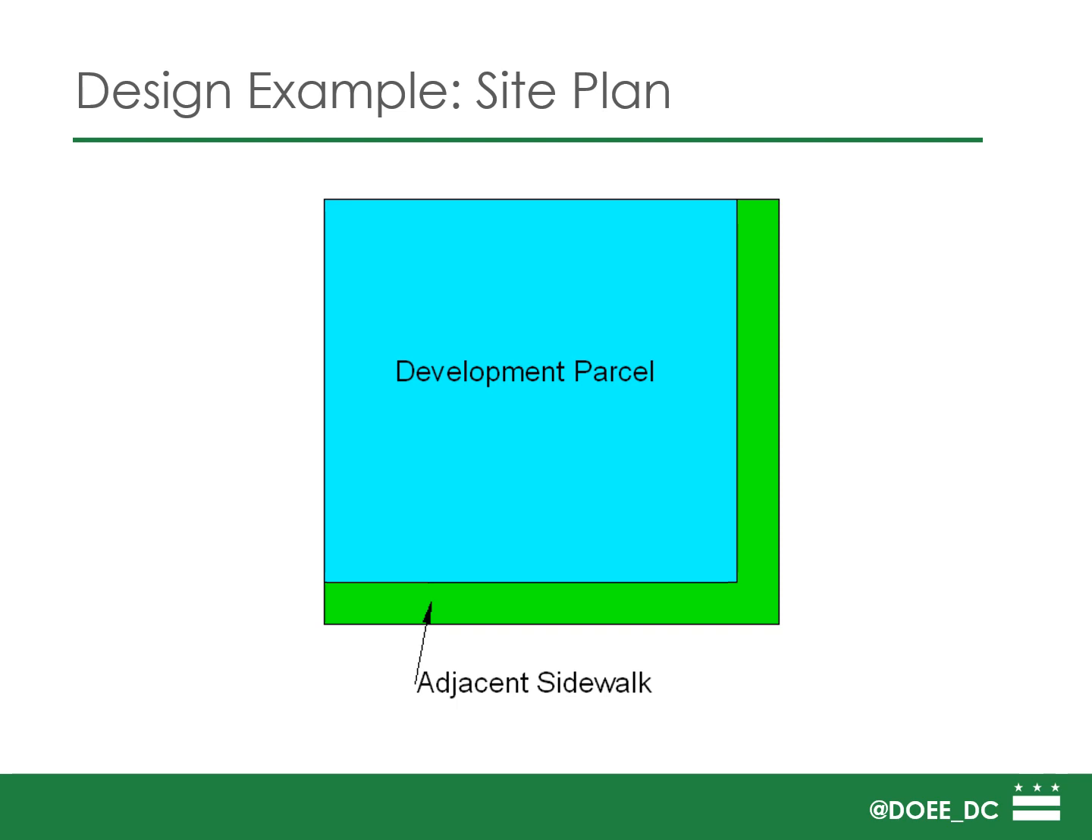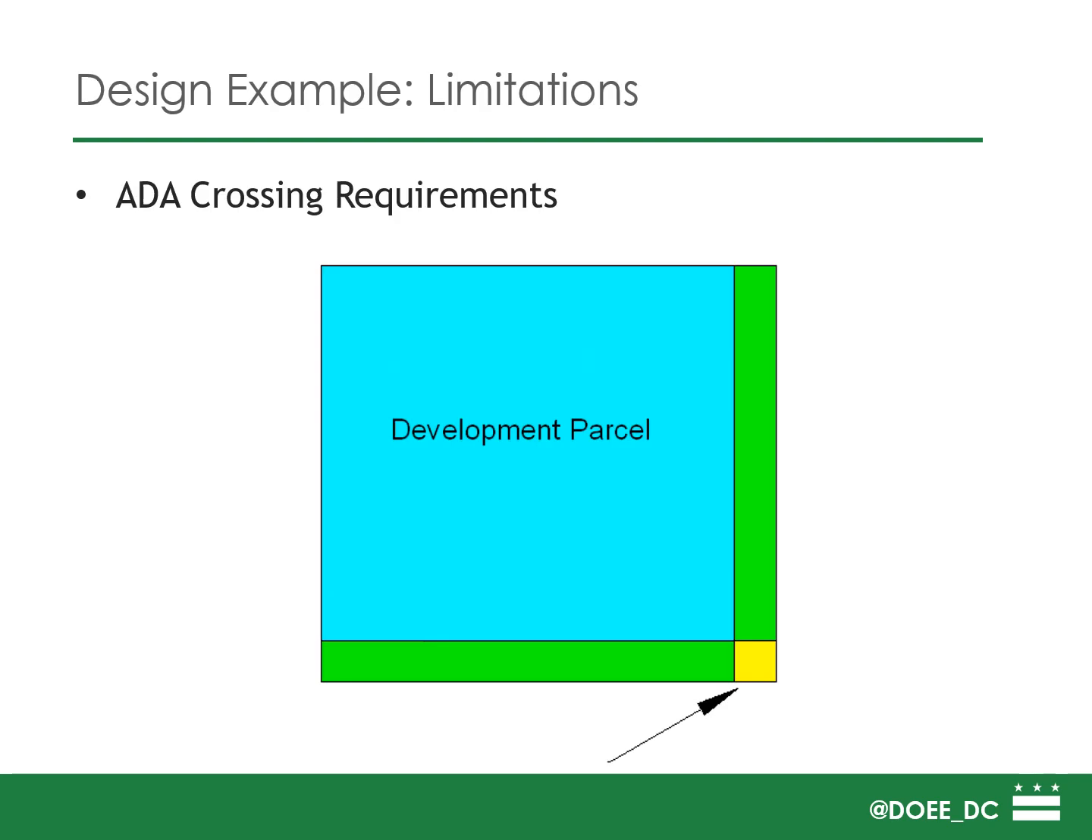So in teal there, the development parcel, and then that 2,000 square feet of adjacent sidewalk, the green area there, that's the public right-of-way. So we're going to look at what conflicting situation we have and what we can do in this area. So first, let's look at our constraints.